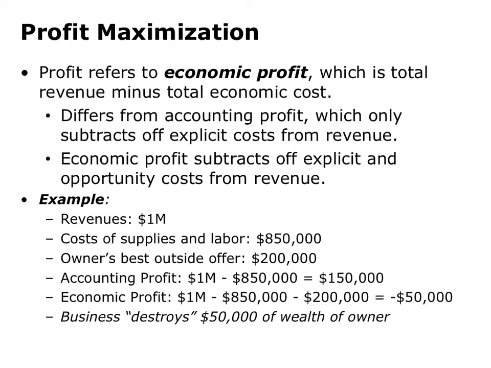If the owner of this business didn't pursue this business and instead pursued his or her outside offers, the owner would make $200,000. By staying open and doing this business, the owner is making an accounting profit of only $150,000. The economic profit shows that this business is essentially destroying $50,000 of the owner's wealth. The owner could make more in pursuing his or her best outside offer than the owner could make in this venture.